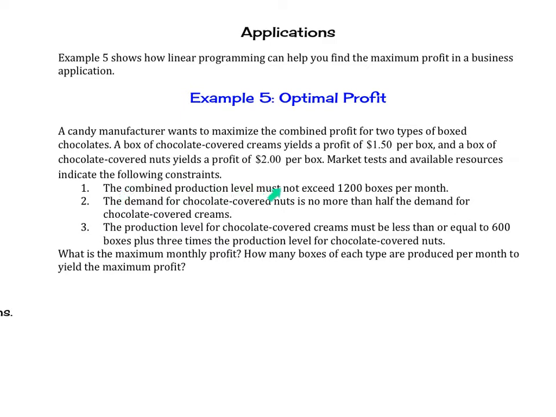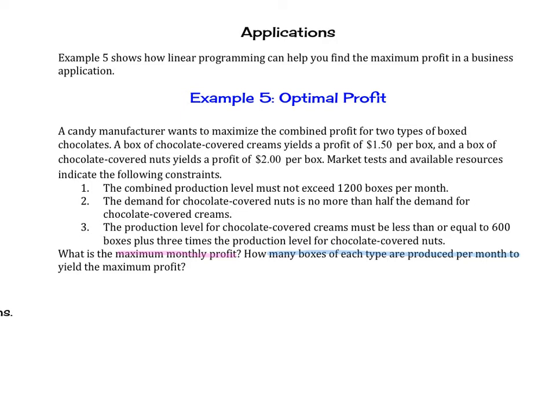The combined production level must not exceed 1,200 boxes per month. The demand for chocolate-covered nuts is no more than half the demand for chocolate-covered creams. The production level for chocolate-covered creams must be less than or equal to 600 boxes, plus 3 times the production level for chocolate-covered nuts. Then we need to find the maximum monthly profit, and how many boxes of each type are produced per month to yield the maximum profit.